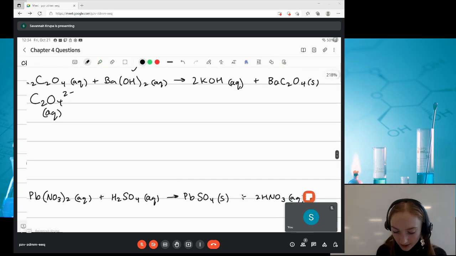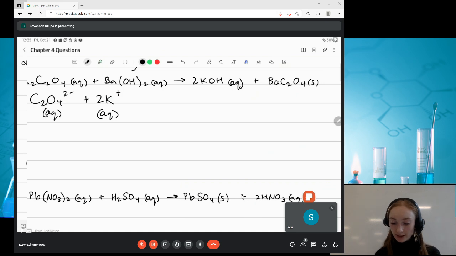And then it looks like we have 2 of the potassium. This time, since it's not in a compound and it's just the ion, that's what I was talking about earlier, that's when you put the 2 in front. Potassium has a plus charge, and this is also an aqueous state. So we have 2 of the potassium ion.